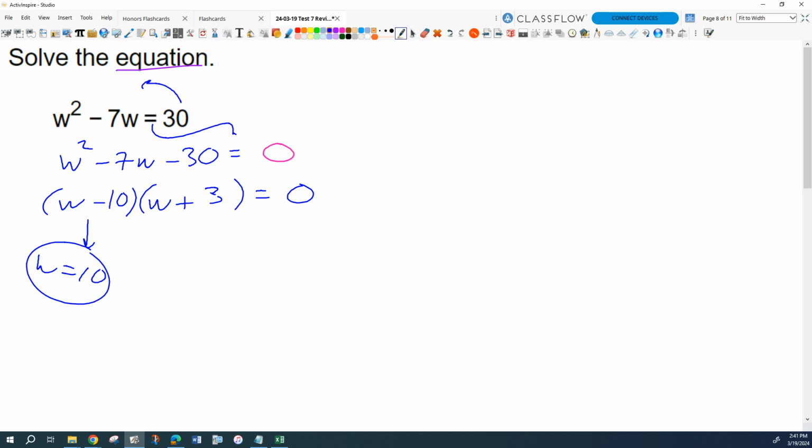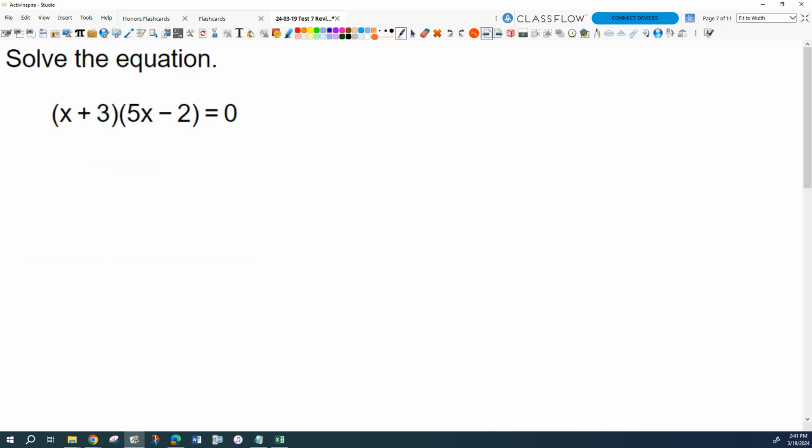If W is 10, that's going to make this factor 0. I get 0 times something is 0. That works out. How about this one? Yeah, if W is negative 3, I'm going to get 0 times something is 0, right? So it works. So this previous problem is the easiest one on the test.